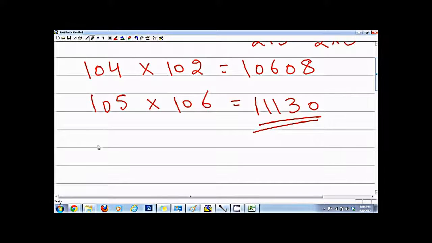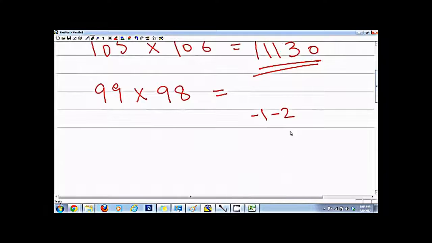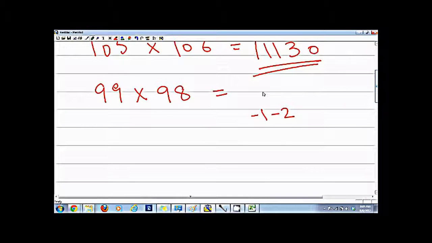If I have a number less than 100, for example 99, and I want to multiply by 98, in this case we have 1 less than 100 and here 2 less than 100. So what we have to do is first write minus 1 minus 2, and that is equal to minus 3. We subtract that from 100, so that will be 97, and then multiply these two numbers together: minus 1 into minus 2 is equal to 2. So the answer is 9702.